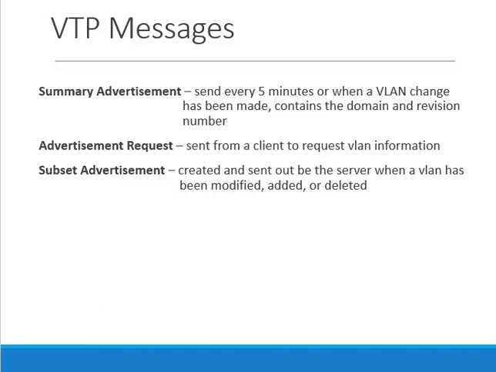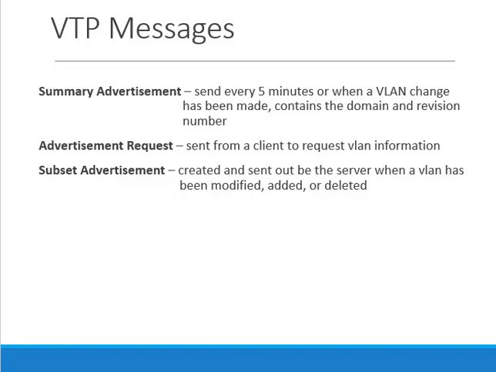If the revision number in the advertisement is higher than the one that the switch has, that signals to the switch that a change has been made and the switch needs to update its database. So then the switch will send an advertisement request. An advertisement request is sent from a client to request VLAN information. So if a client is missing any VLAN information, it can go ahead and send an advertisement request. For example, if the domain name has changed or the switch has been reset, it can send an advertisement request. Then the server will respond with a summary advertisement and a subset advertisement.